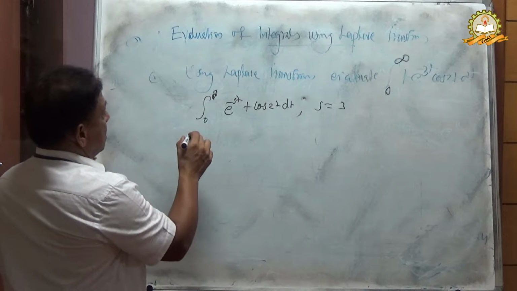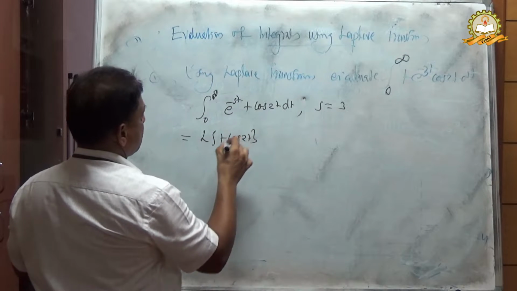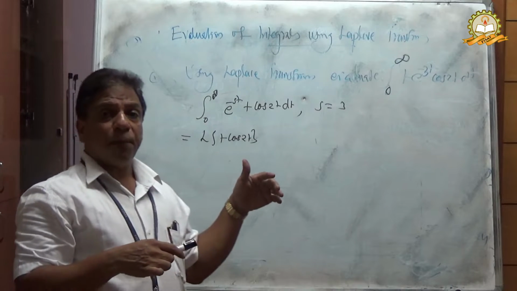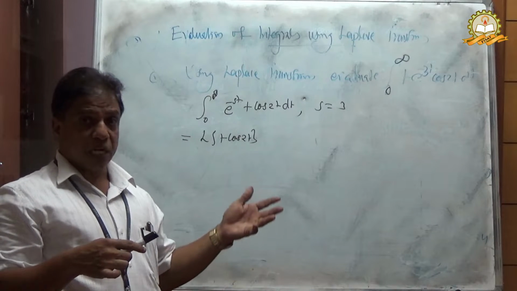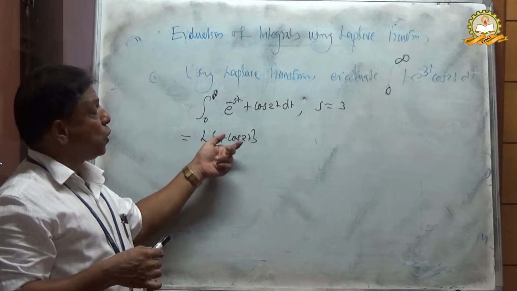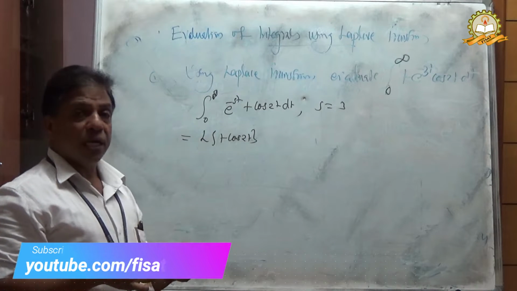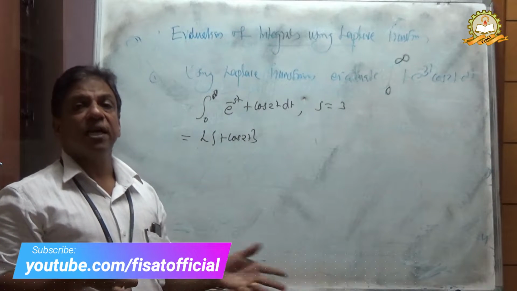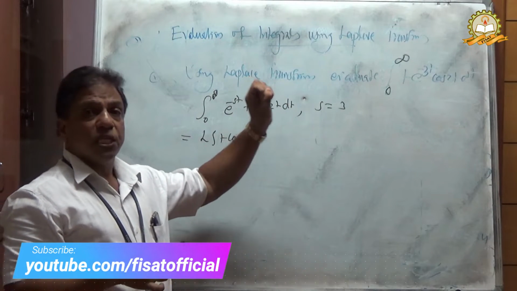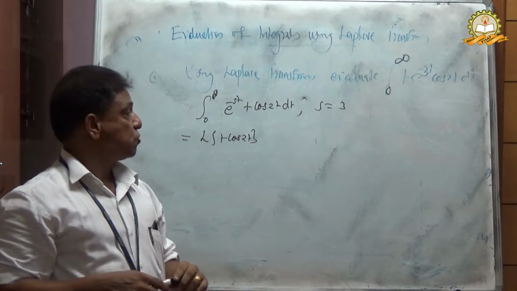Then this is the Laplace transform of t cos 2t. Here we apply the Laplace transform technique and find the Laplace transform of t cos 2t. After finding the Laplace transform of t cos 2t, put s is equal to 3, and we get the evaluation of the integral. That is the Laplace transform technique.